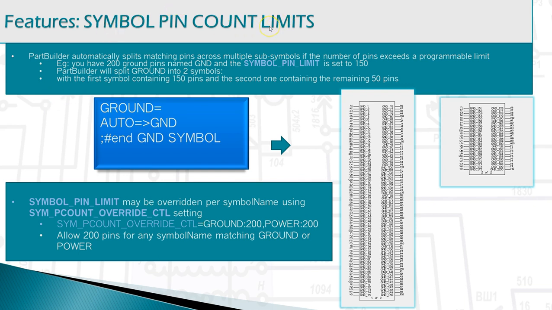Symbol count limits in PartBuilder. PartBuilder automatically splits matching pins across multiple subsymbols if the number of pins exceeds a programmable limit. Let's say you have 200 ground pins named ground and the symbol pin limit is set to 150. PartBuilder will split ground into 2 symbols, with the first symbol containing the first 150 pins and the second one with the remaining 50 pins. The symbol pin limit may be overridden per symbol name using the symbol pin count override control, or just globally with the symbol pin limit.